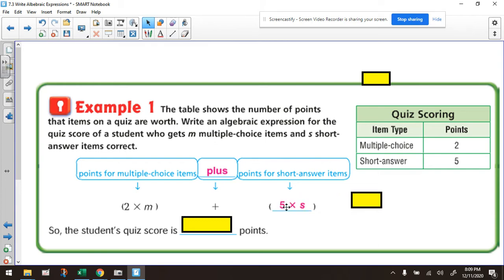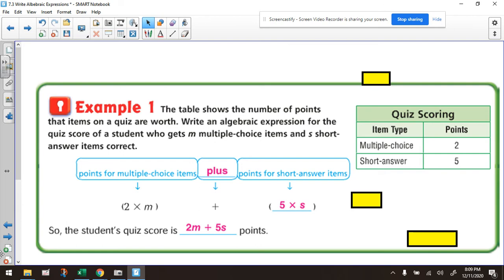So that's 5, right? 5 times S, because why? The points for the short answer are 5. The points for the multiple choice are 2. Now, when we put it all together, we would say this is the same thing as 2 being multiplied by M. And if we clean that up into its most concise way of expressing it, we would write it as 2M plus the 5S.